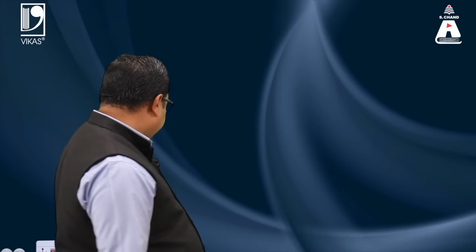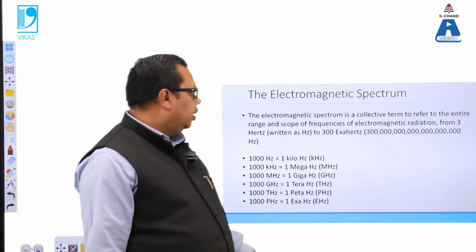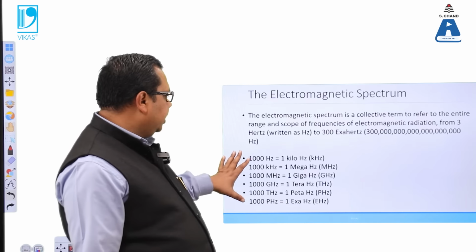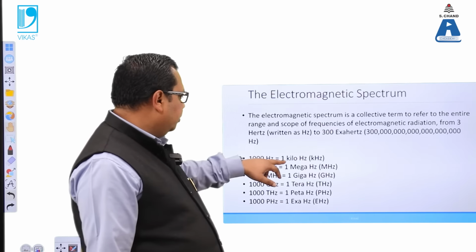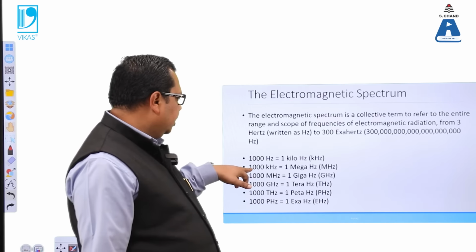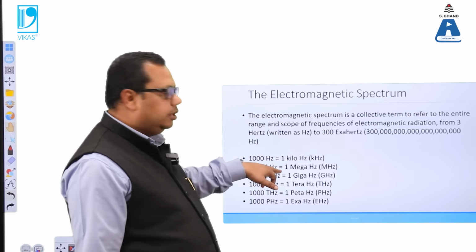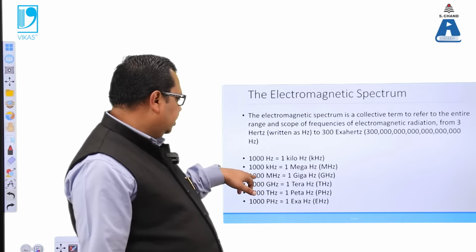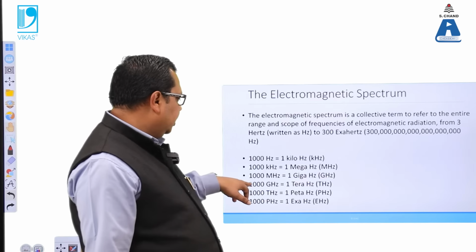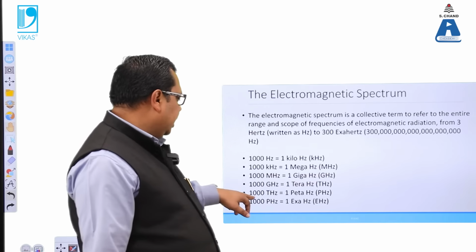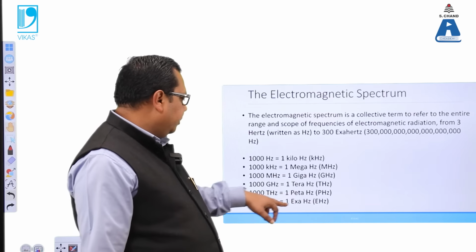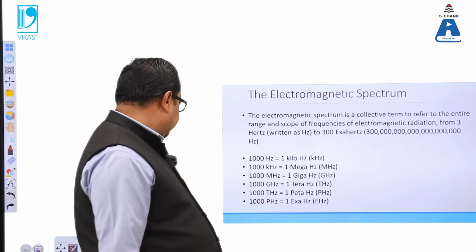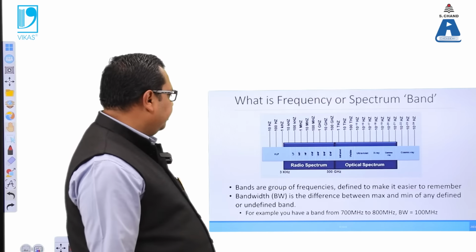So students, welcome back. Before the break we learned about the different terms that we use in the communication system. We learned about frequency: 1 kilohertz is 1000 hertz, 1000 kilohertz is 1 megahertz, 1000 megahertz is 1 gigahertz, 1000 gigahertz is 1 terahertz, 1000 terahertz is 1 peta, and 1000 peta is 1 exa. So these are the particular variations.